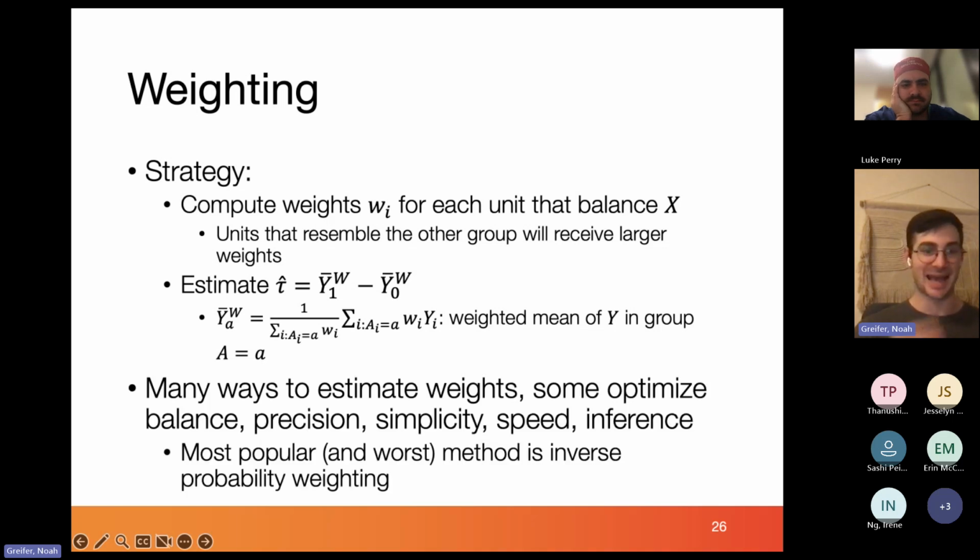There are many ways to estimate weights. Some optimize balance, some focus on precision, some focus on simplicity, speed, or the ability to do valid inference on them. The most popular and also worst method, which is often the case, is called inverse probability weighting. It's actually not that popular in medical research, but it is more in epidemiological research. It's bad just because it's basic. There are much better methods. Again, I'll show you how to do those later.